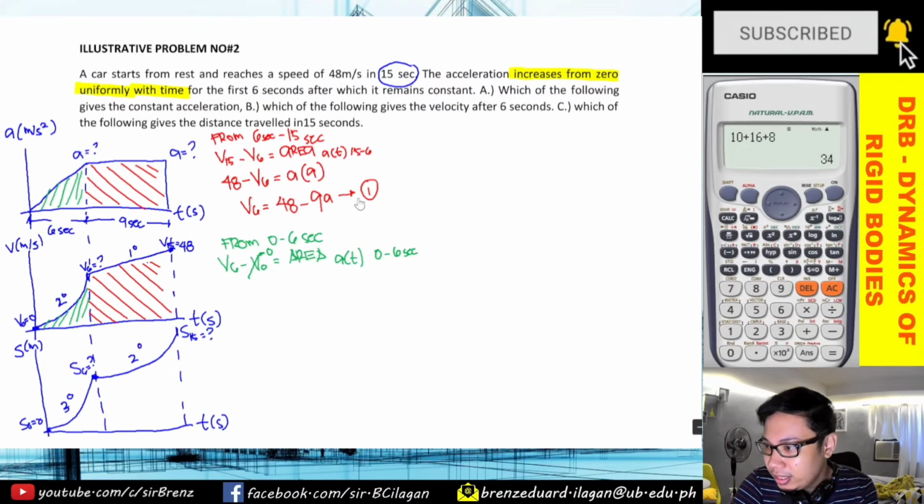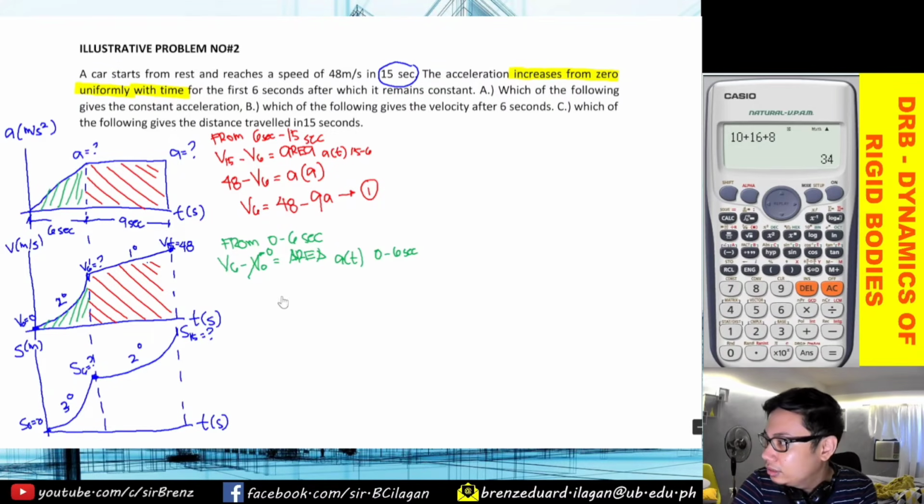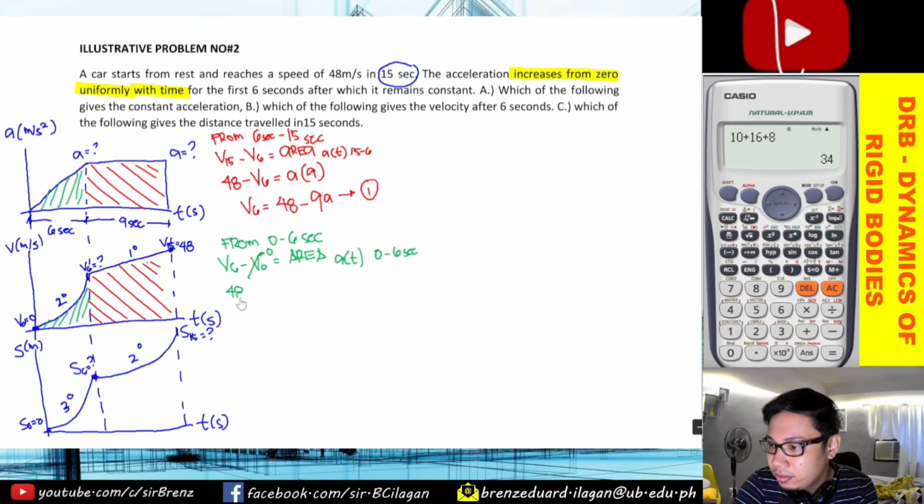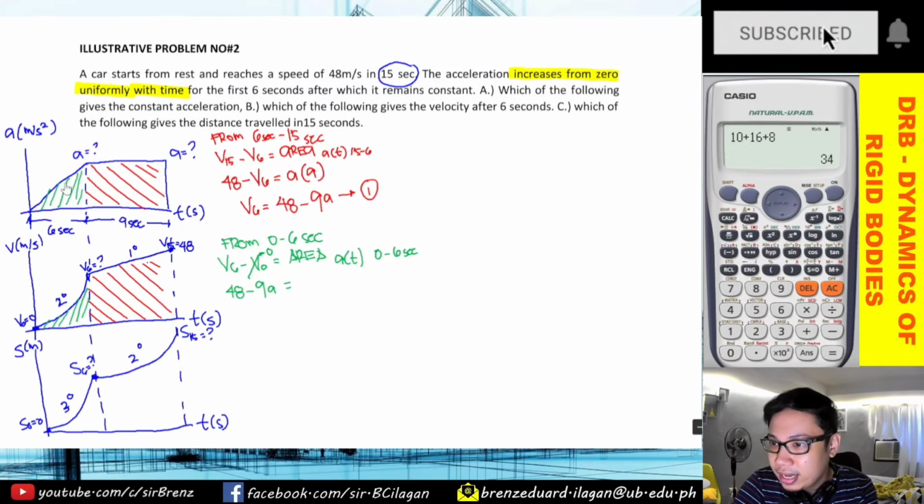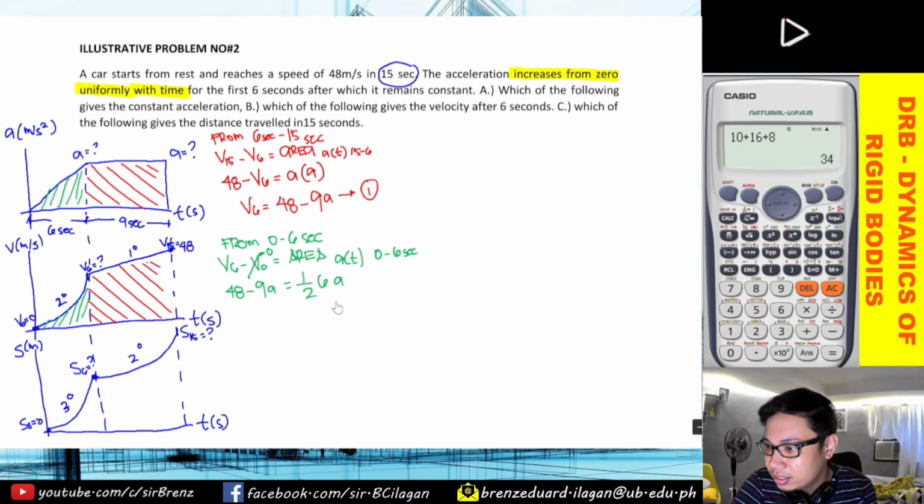Since we have an equation for V6, which we got from equation 1, we substitute it here. So what will happen is 48 minus 9A is equal to the area of the acceleration diagram, which is equivalent to 1/2 of the base, which is 6, times A, our acceleration. Then just transpose.